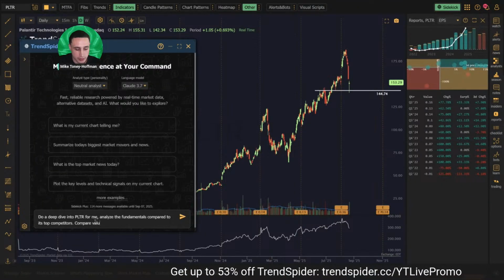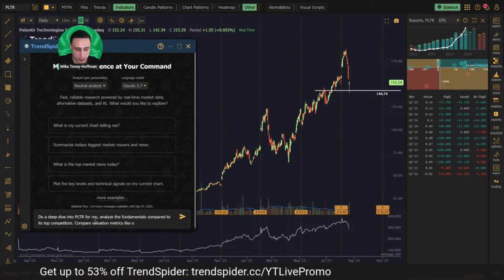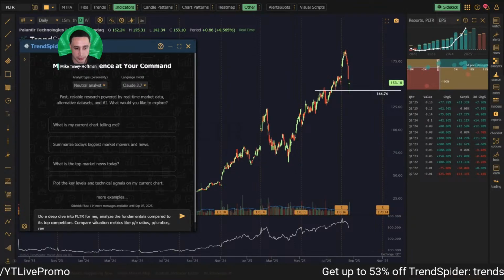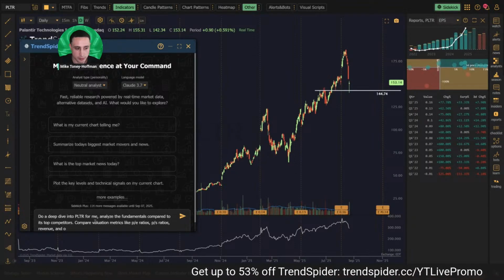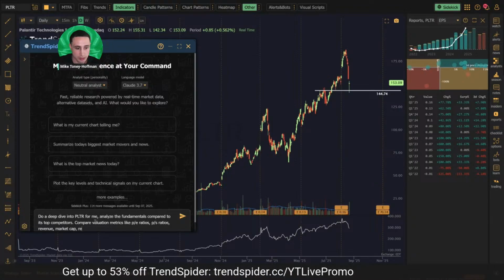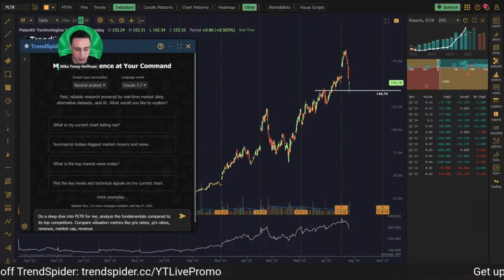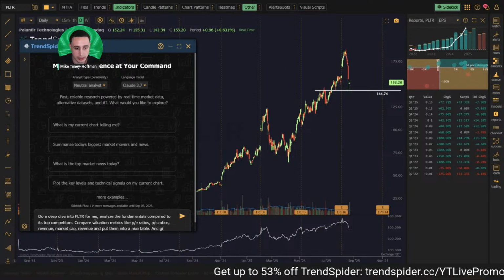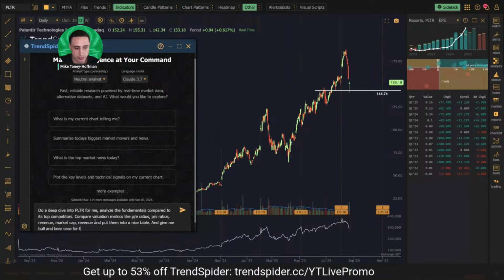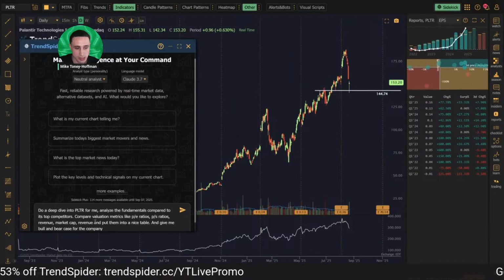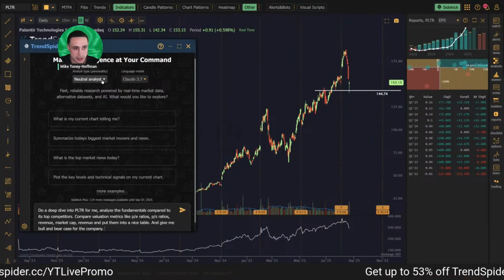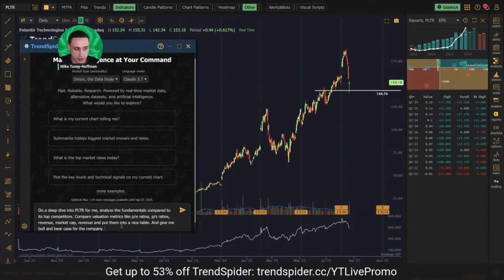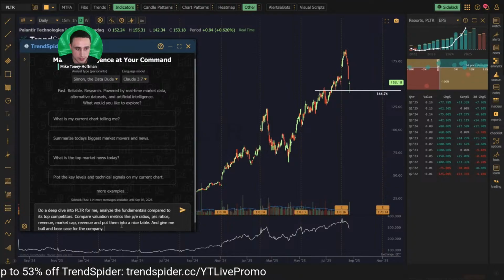Compare valuation metrics like P/E ratio, price to sales ratios, revenue, and overall market cap, and put them into a nice table and give me bull and bear case for the company. And for this analyst type, I'm going to go ahead and use Simon the data dude because he focuses a lot more on data and charts. Let's just see what this has to say.